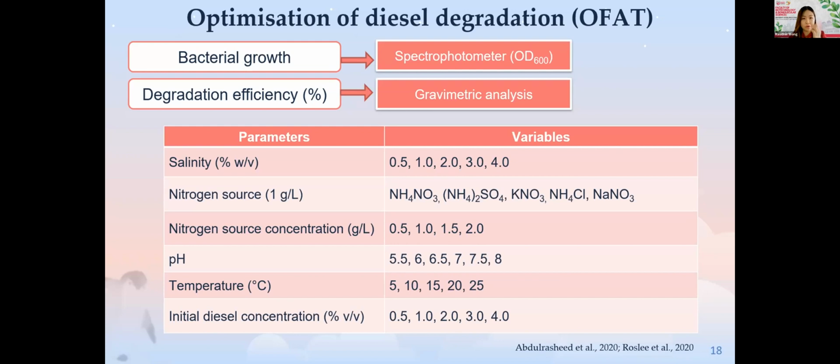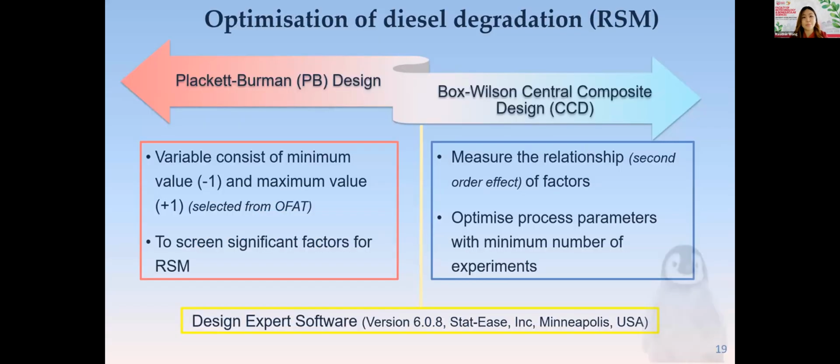For OFAT, one factor at a time, 6 parameters are chosen: salinity, nitrogen source and concentration, pH, temperature, and initial diesel concentration. As for bacterial growth throughout the experiment, it will be measured through a spectrophotometer, and as for degradation efficiency, it will be done through gravimetric analysis.